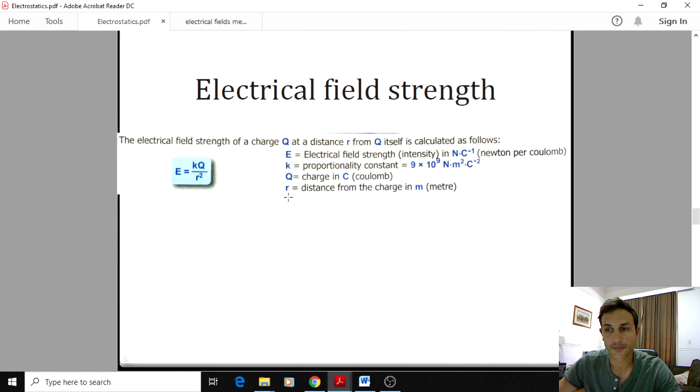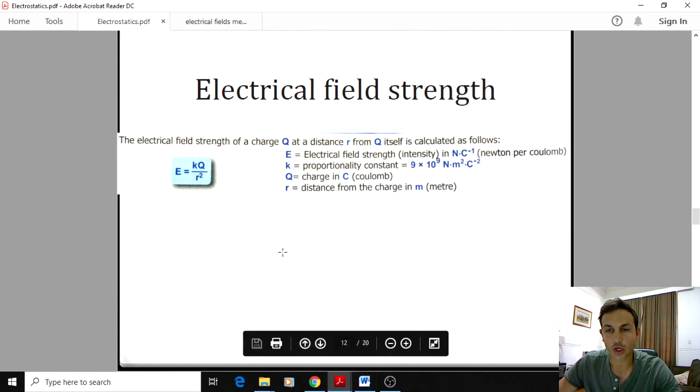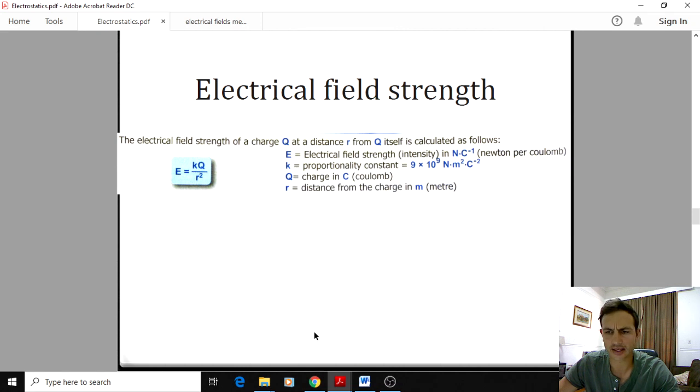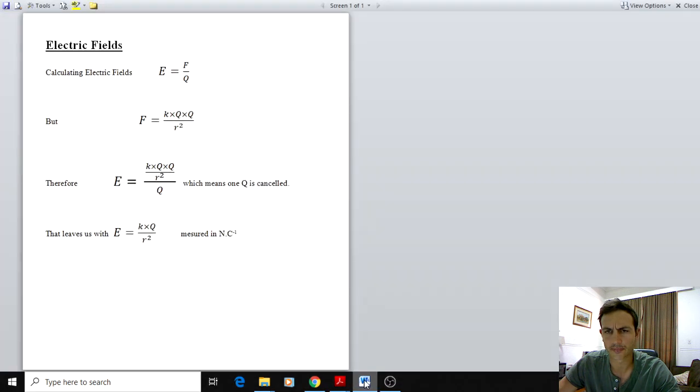That's important. I want to explain how we get to this point. You don't need to know how we derive it, but I think it's nice for understanding's sake how we get to this formula. This is the formula we use to calculate electric field strength. It is the force experienced per unit charge. The force experienced per unit charge. That also explains why the unit in which electric fields are measured is newton per coulomb.